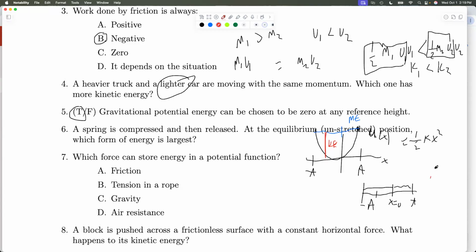Maximum potential on the ends, maximum kinetic right here in the middle. And maximum kinetic means maximum speed. Okay, so at the equilibrium point, kinetic energy is the largest, potential energy is 0.